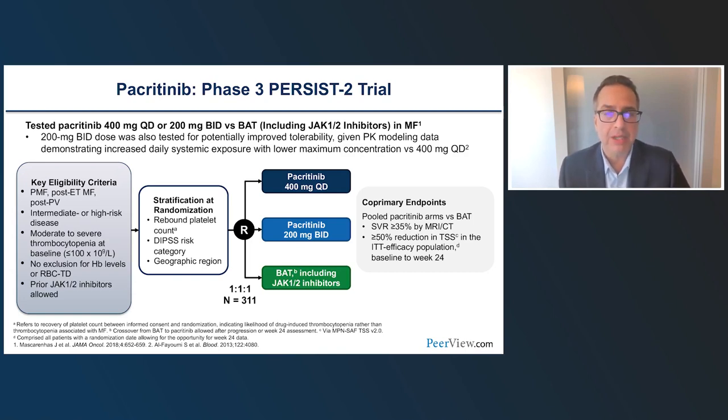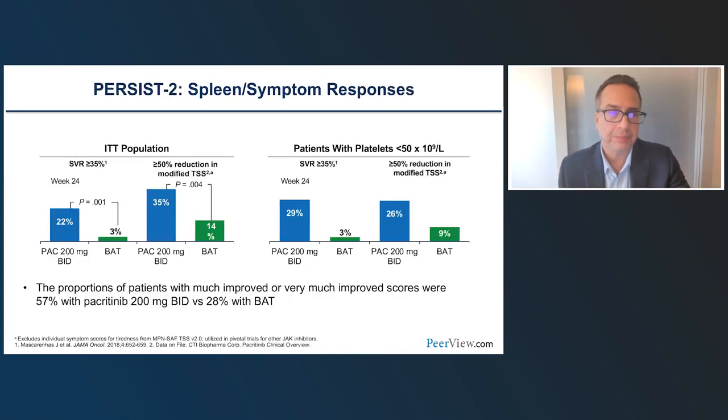And they were randomized in a 1-to-1 fashion to pacritinib 400 milligrams once daily, 200 milligrams twice daily. That's now the approved dose, or best available therapy, which could also include a JAK inhibitor. And once again, about half the patients ended up receiving JAK inhibition, namely low-dose ruxolitinib. The co-primary endpoint at 24 weeks was spleen volume reduction of 35% or greater, and a total symptom improvement of 50% or greater. And what did we see?